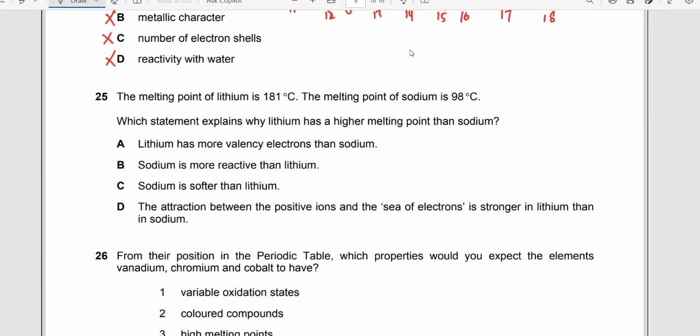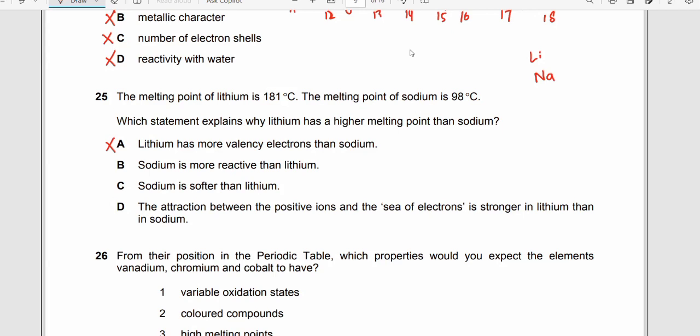What's the reason? Lithium and sodium. Lithium has more valence electrons than sodium. No, both have the same. Sodium is more reactive than lithium. This is correct, but it has no concern with the melting point. From top to bottom, reactivity increases, but it has no concern.